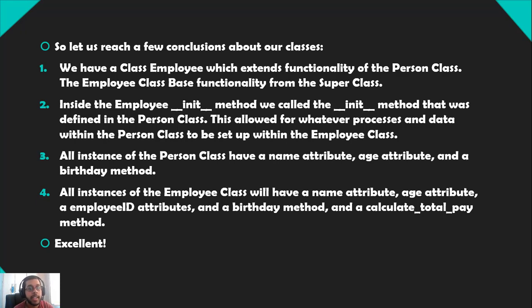Number three, all instances of the Person class have a name attribute, age attribute, and a birthday method. Number four, all instances of the Employee class will have a name attribute, age attribute, an employee ID attribute, a birthday method, and a calculate total pay method. Excellent.